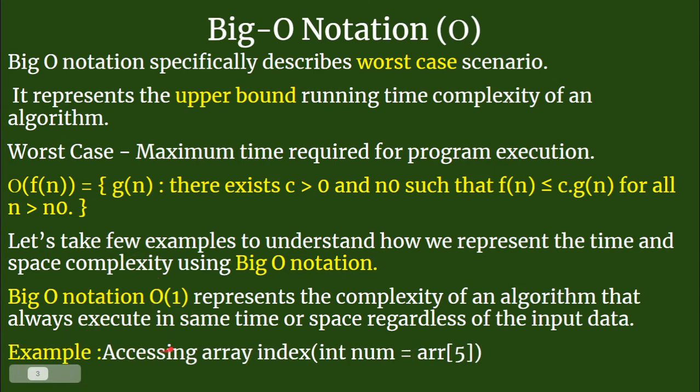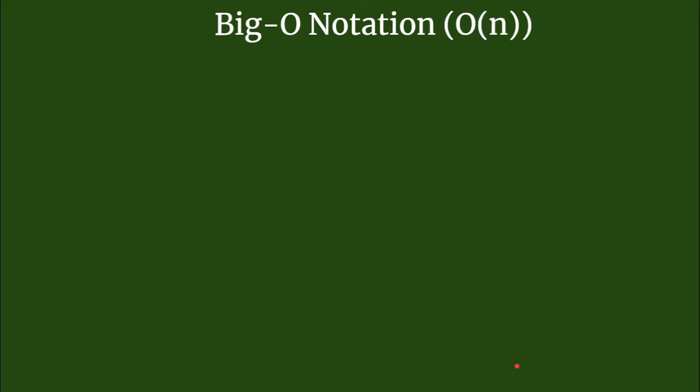An example is accessing an array index: int num = array[5]. Actually this is one example where we find the location of the element array[5]. We are going to access the fifth element of the array called ARR and store that value in the variable num. This is one memory access. So this takes big O of 1 as the time complexity.